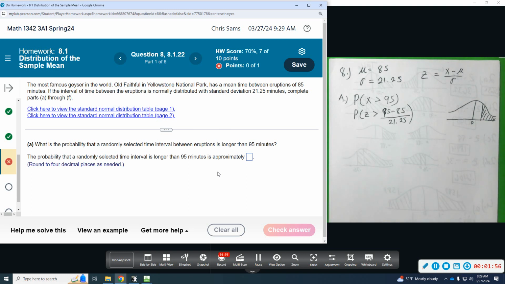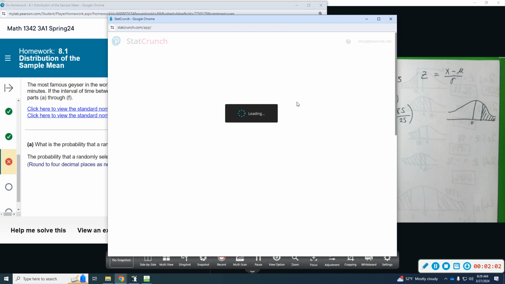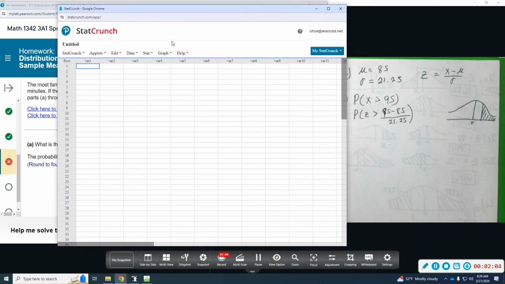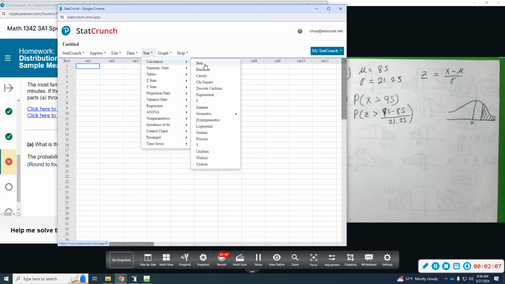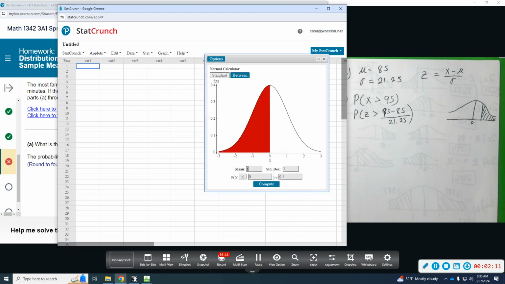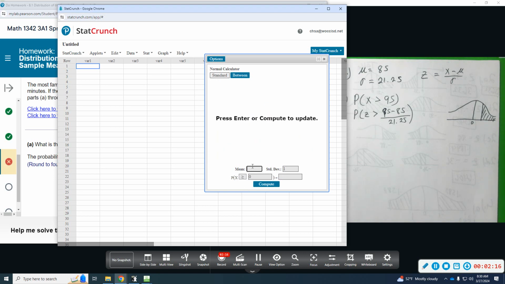But at this point, we've learned how to do it with StatCrunch, so we're going to use that and let it apply the solving process for us. We're going to go to Stat, Calculators, and Normal. We're going to flip this to be greater than, because we want it greater than. The mean was 85. The standard deviation was 21.25. And we want to be greater than 95. That was our question, greater than 95.